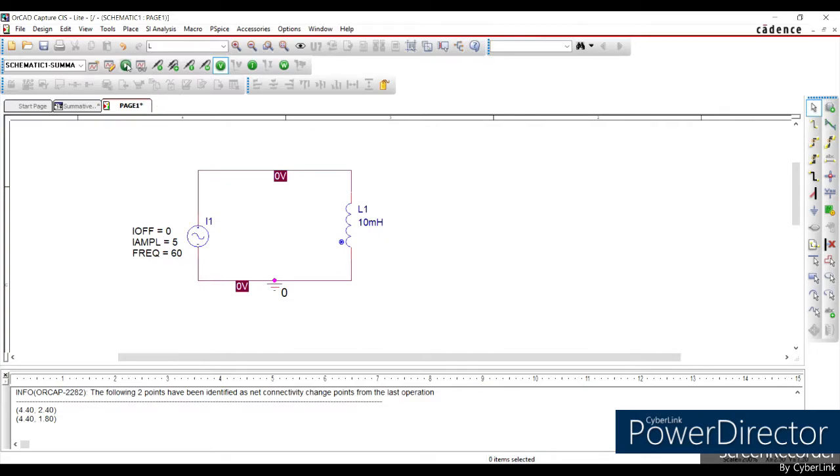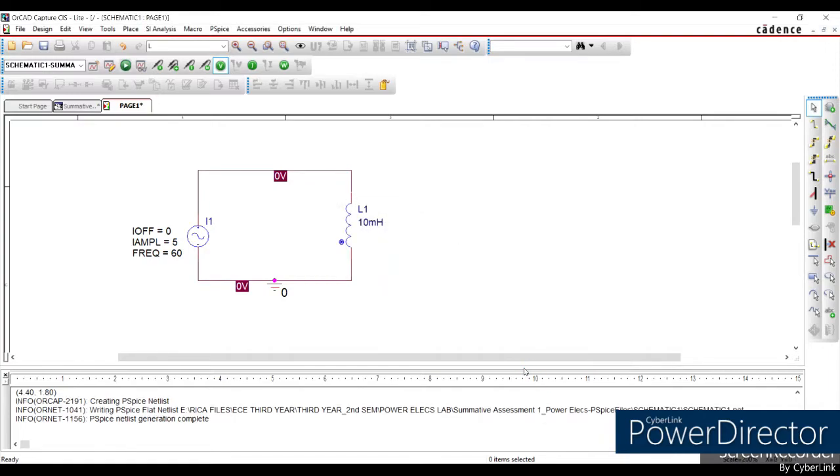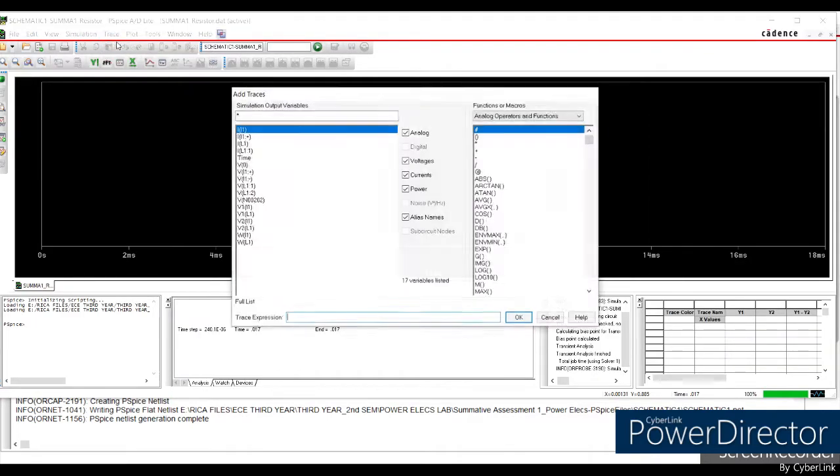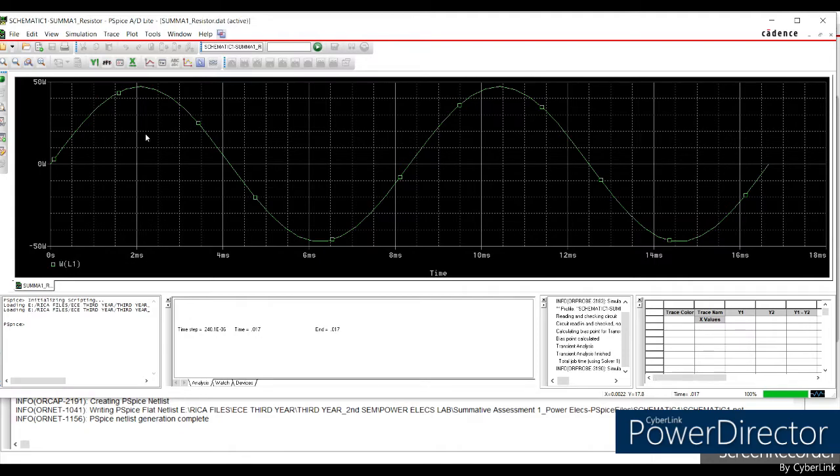Then we will be running the simulation. Again, there will be a pop-up here on our screen, so let's just drag our screen here. Now again, let us add some traces. We will be getting the instantaneous power on the inductor, so we need WL1. Add trace.